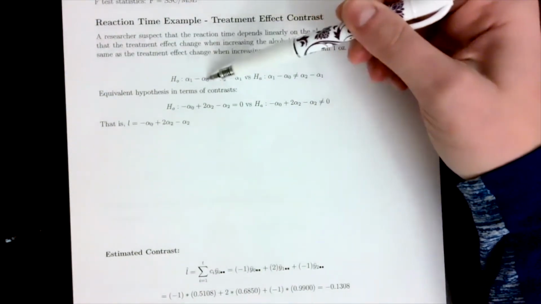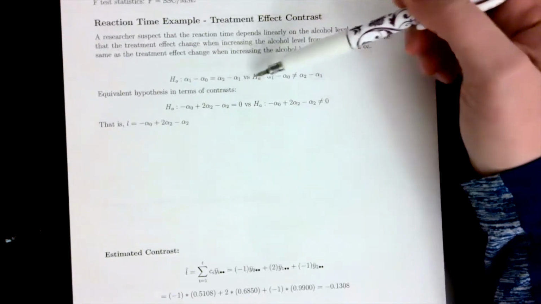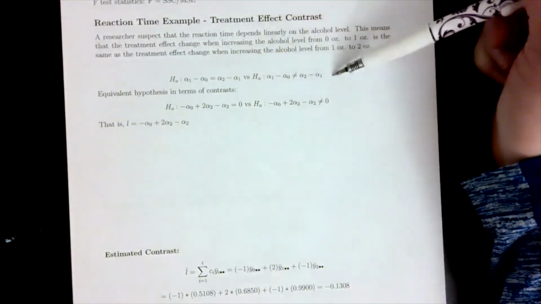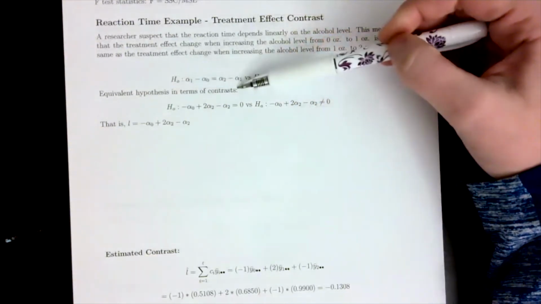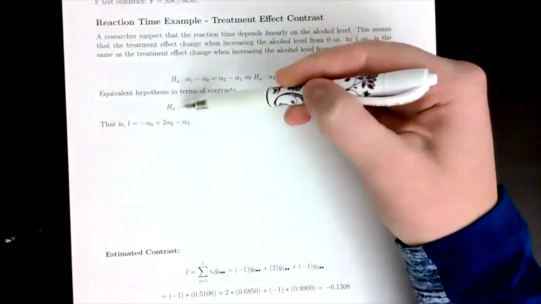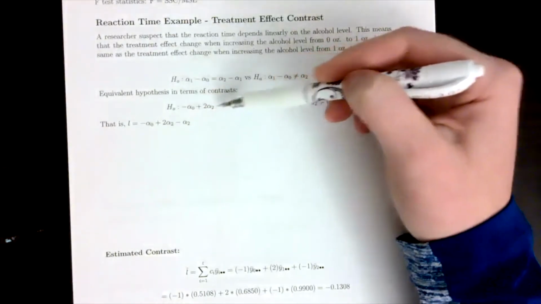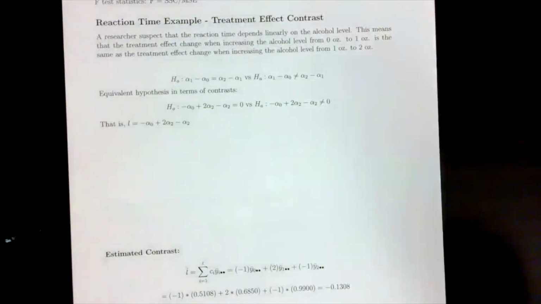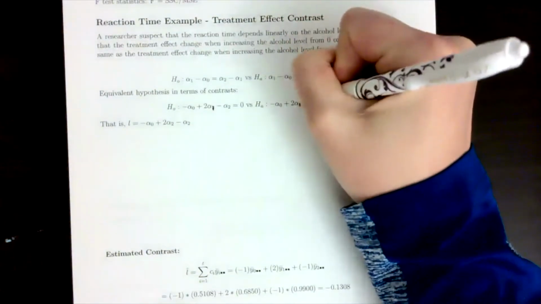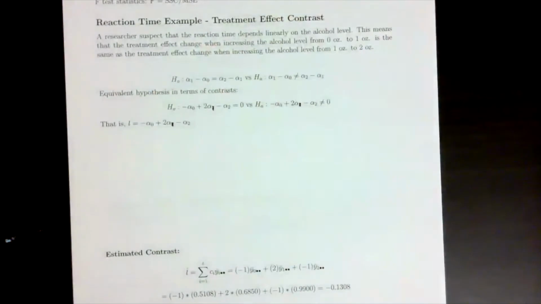Treatment 1 minus treatment 0, is that the same as treatment 2 minus treatment 1? Our alternative is that they're not equal. An equivalent form, more in terms of the contrasts, would be minus alpha 0 plus 2 alpha 1 minus alpha 2. This should be a 1. Make sure I do my math right. 1, 1, and that's also a 1.